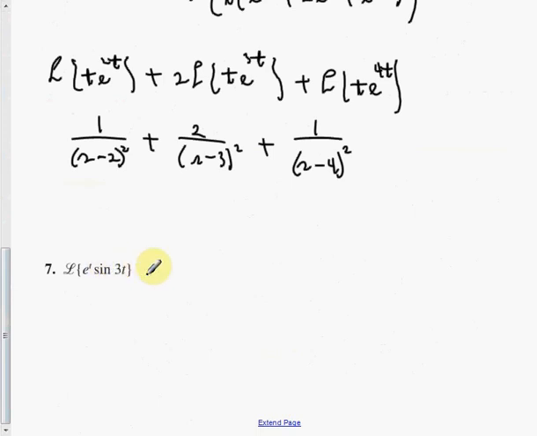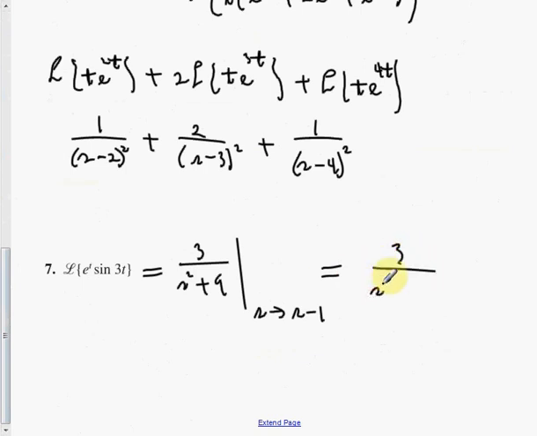It doesn't matter if there's a sine there, as long as I remember that the Laplace transform of sine kt is k over s squared plus k squared. So it's going to be the 3 over s squared plus 9, but the s is shifting from s to s minus 1, because here this is e to the at, and a is 1. So we write this as 3 all over (s minus 1) squared plus 9.